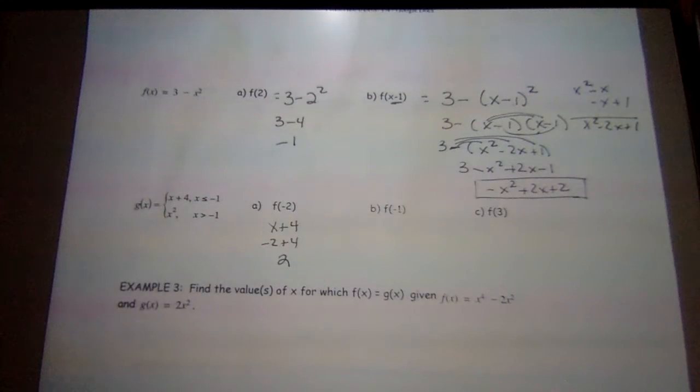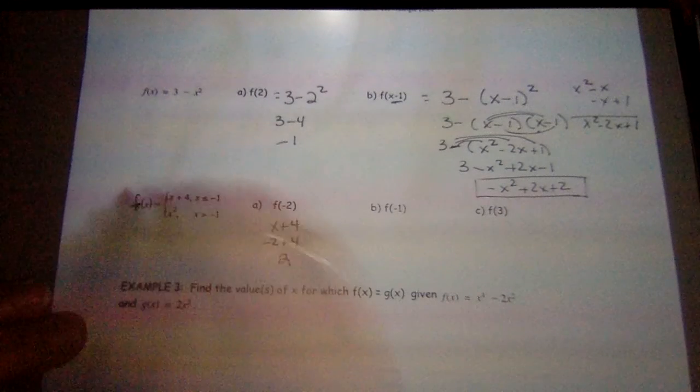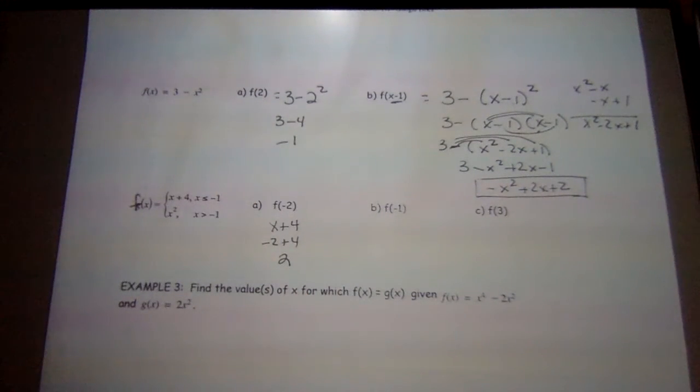Why is it F? Oh, because I just typed it wrong. So make that an F. There you go.